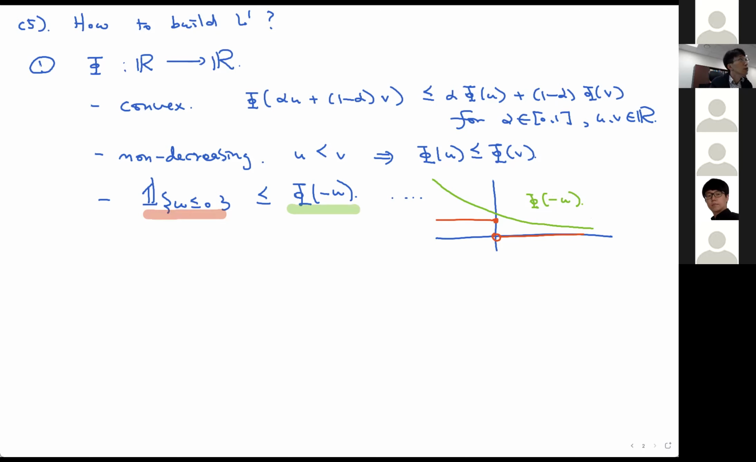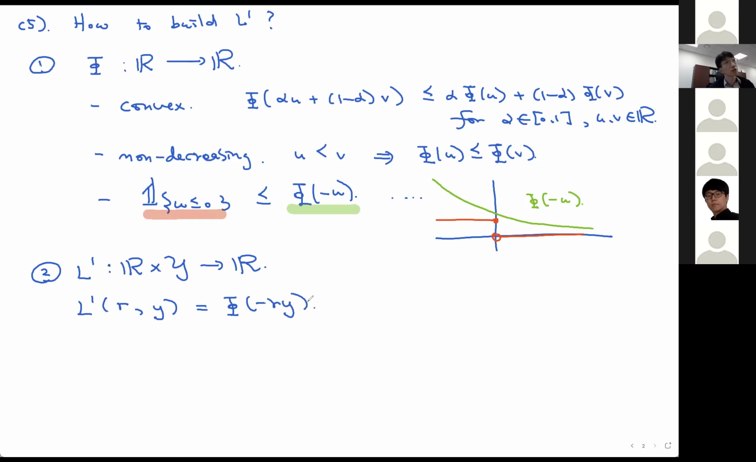So how does this help? Given this, we're going to define L prime, which takes the real number and the appropriate label, and gives some measure which says how well we are doing. It follows: L prime of the real number r and label y is written as phi of minus y r. And we'll say this will be the measure of error that we're going to use.